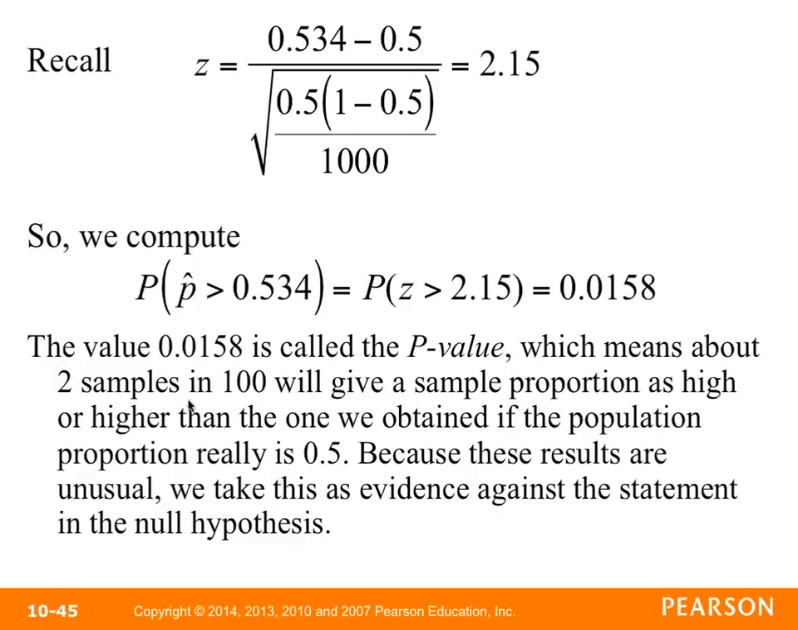So that means that only 2 samples in 100 are going to give a sample proportion as high or higher than the one we obtained if the population proportion really is 0.5. So because these results are unusual, we take this as evidence against the null hypothesis. Anytime you have something less than about 5%, we would call it unusual.